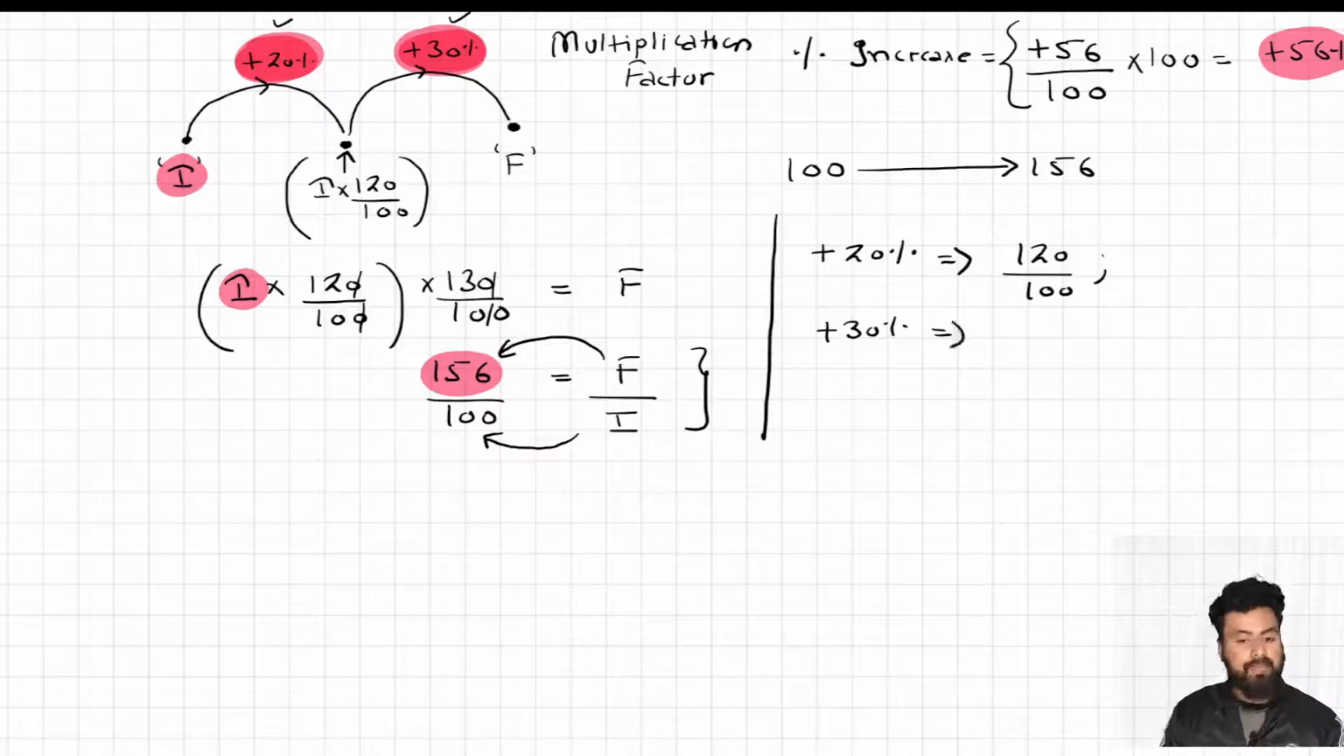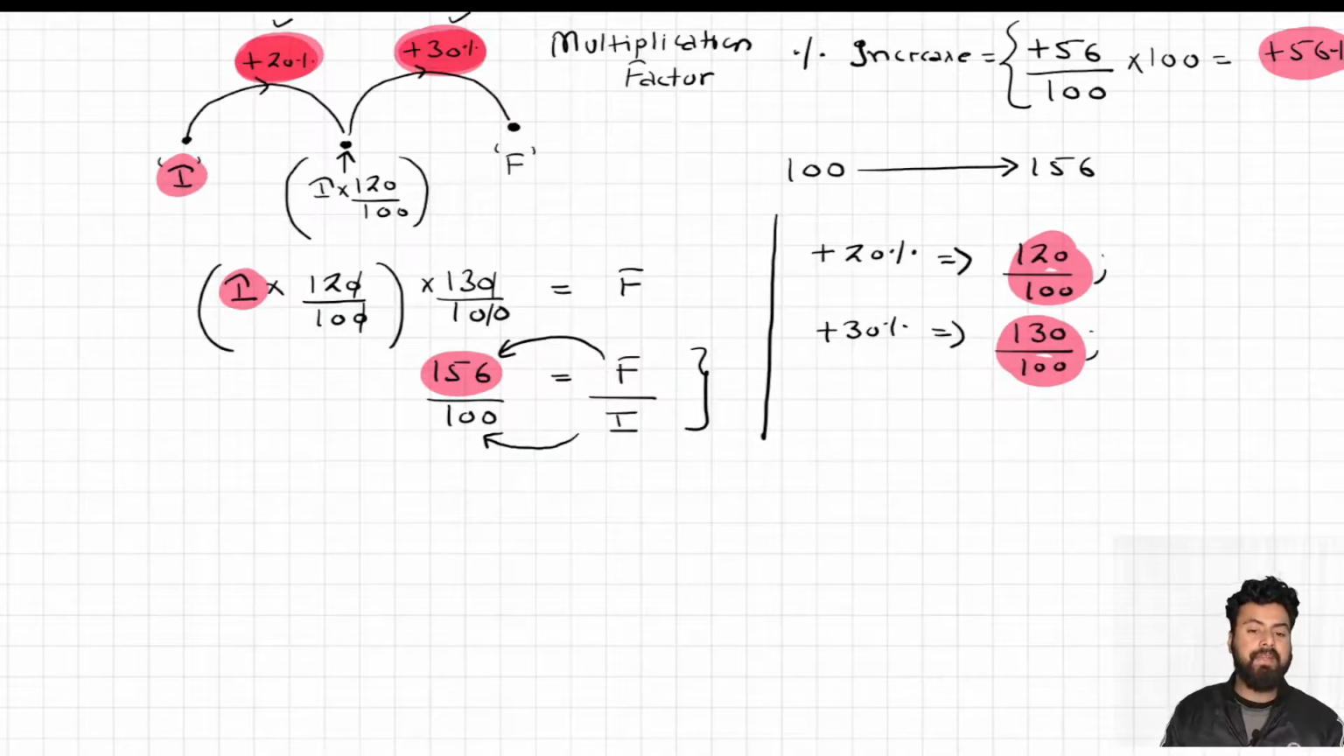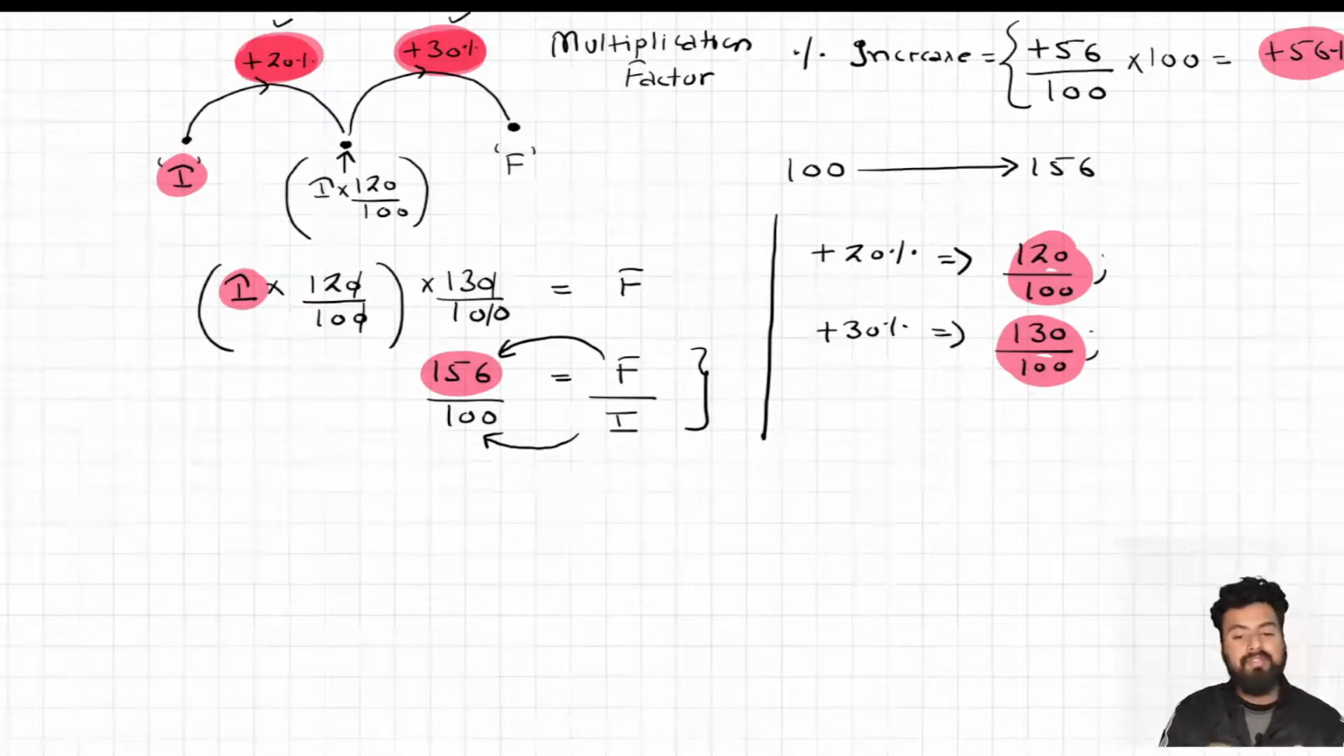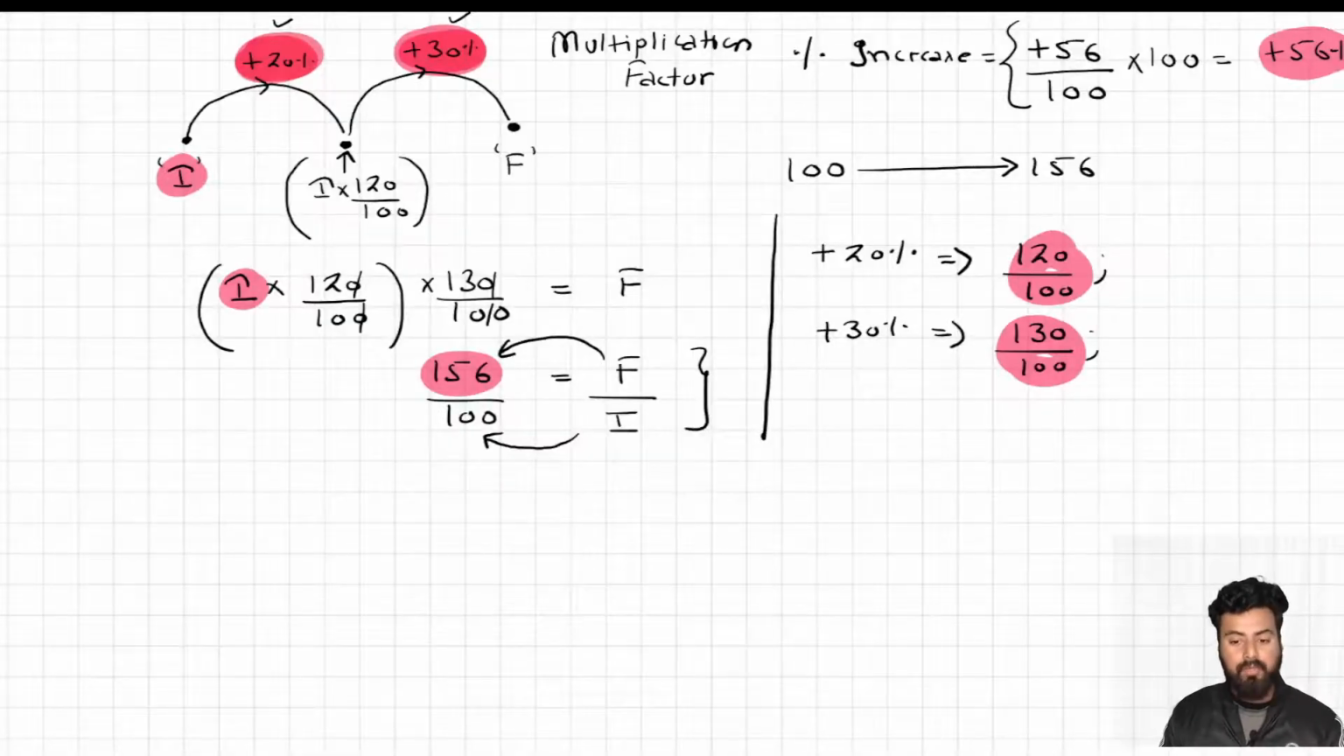So what is the multiplication factor for this change? It's going to be 130 by 100. Once you have calculated the values of multiplication factor, finding out the answer of this question is very easy. What you have to do now, you just need to write down these two operations. The first operation, an increase of 20%, followed by, means multiplication sign, an increase of 30%.